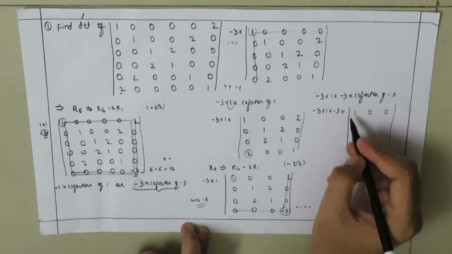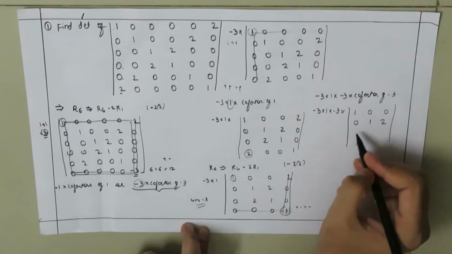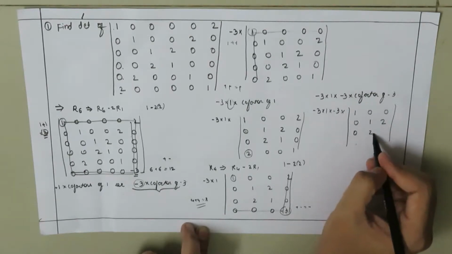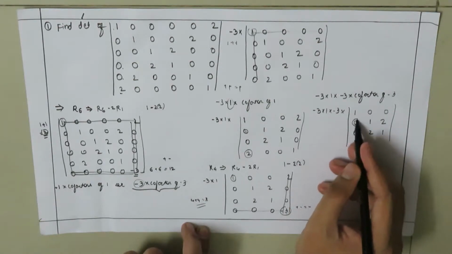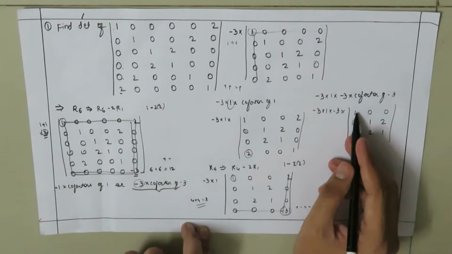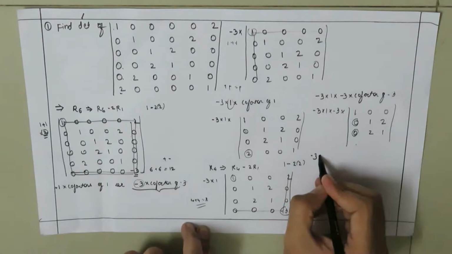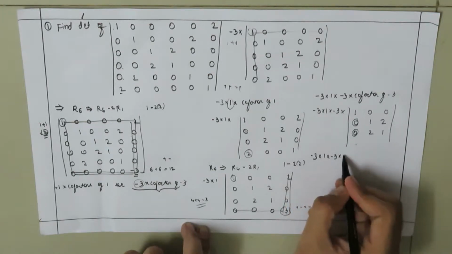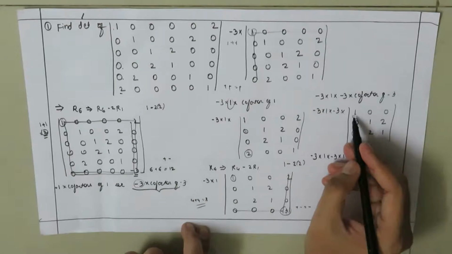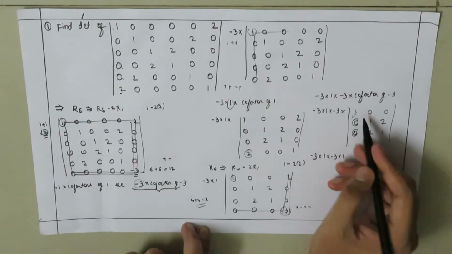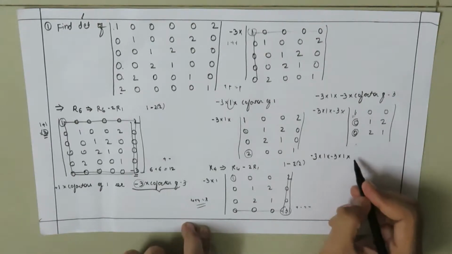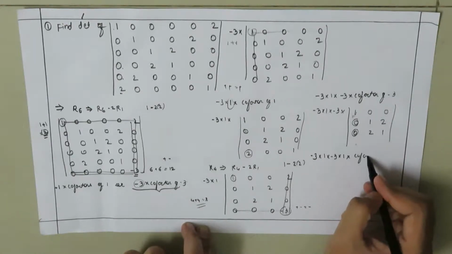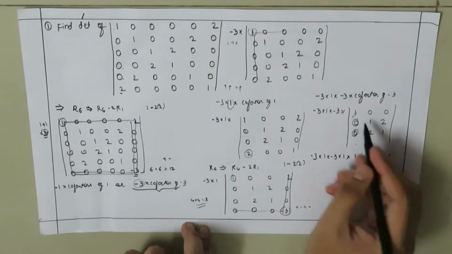1 0 0, 0 1 2, and this is 0 2 1. And again we have this element as 0, so we can directly take this element and multiply it by the cofactors of this element. So negative 3 times 1 times negative 3 multiplied by this element 1, and this is in the first row and first element, so the sum is again even. So positive multiplied by positive is again positive, so this will be cofactors of 1, that is this element.